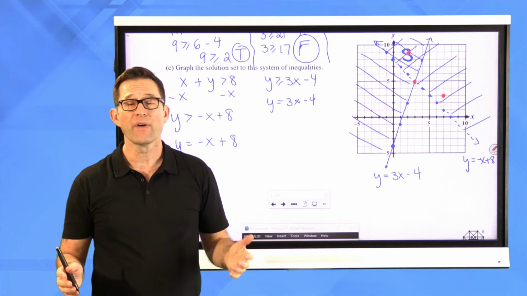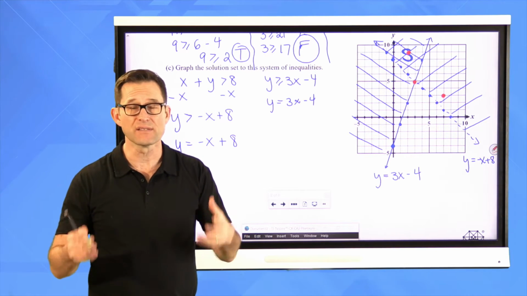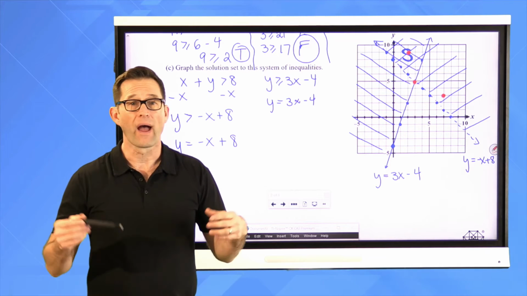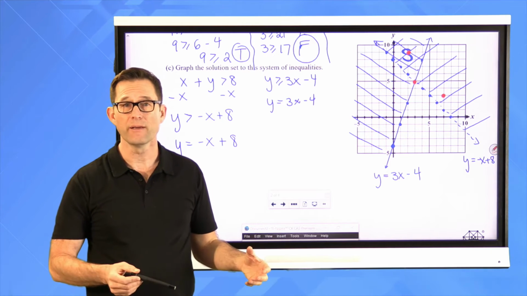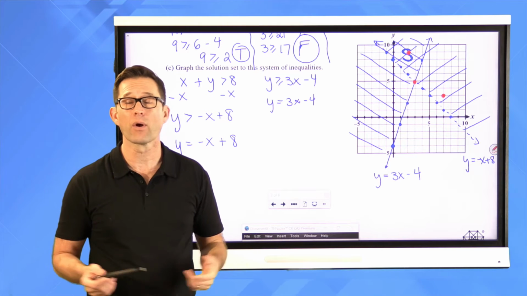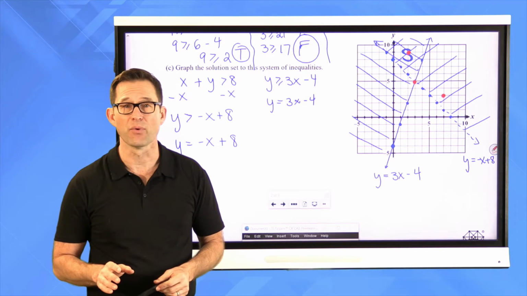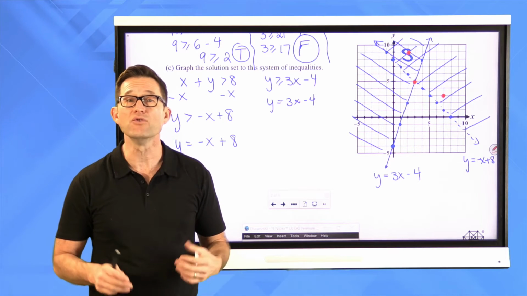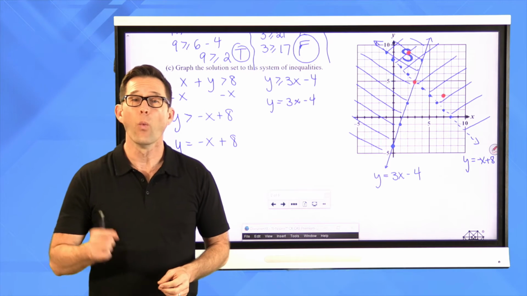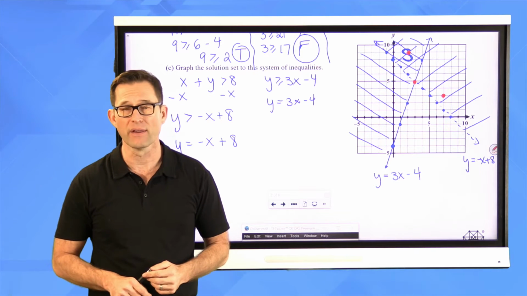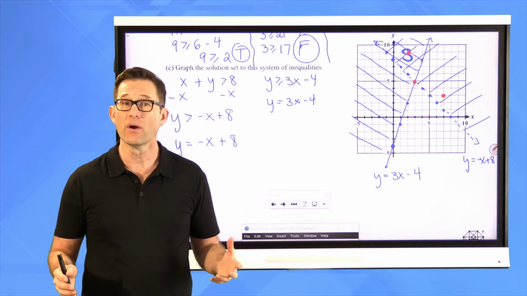So it's pretty simple. To graph a solution set of a system of inequalities, you graph the two inequalities separately, and you find out where they overlap. It is that simple. Now, I would like to show you in just this one exercise what the TI Inspire calculator can do for you, because it's pretty darn cool.